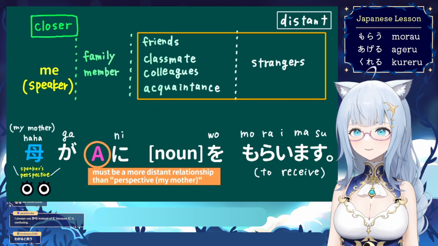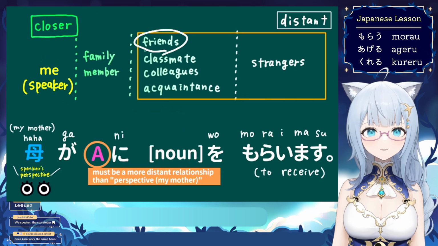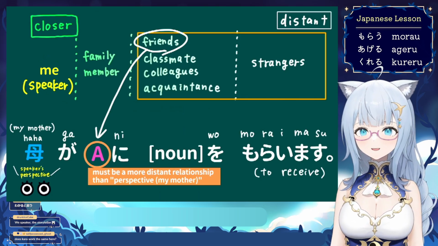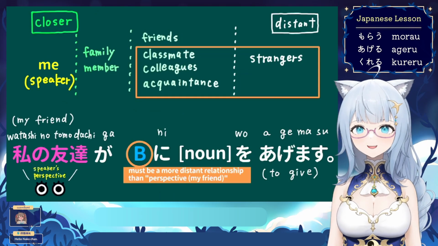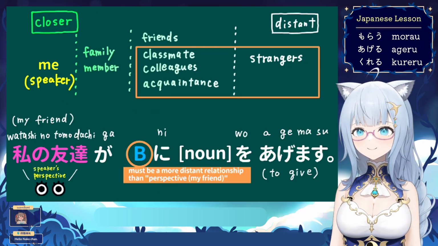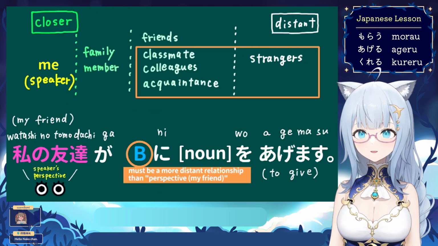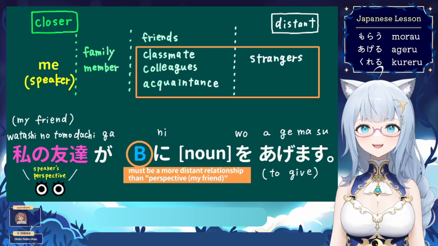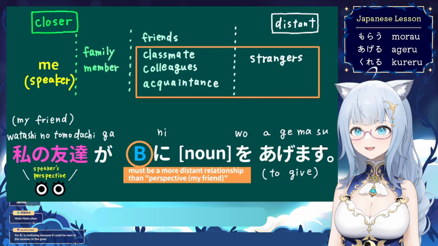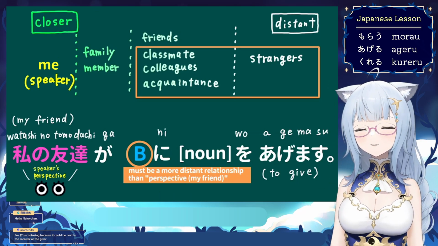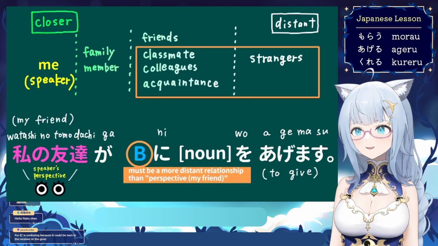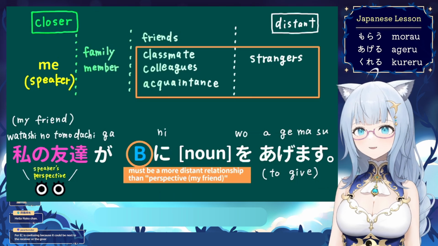For example, let's make A my friend. 母が友達に何々をもらいます。Or あげます, to give. My friend is a giver: 私の友達が B に何々をあげます。I am the speaker, so receiver B must be a more distant relationship than my friend, maybe like classmates, a colleague, an acquaintance, a stranger, whoever. A more distant relationship person.